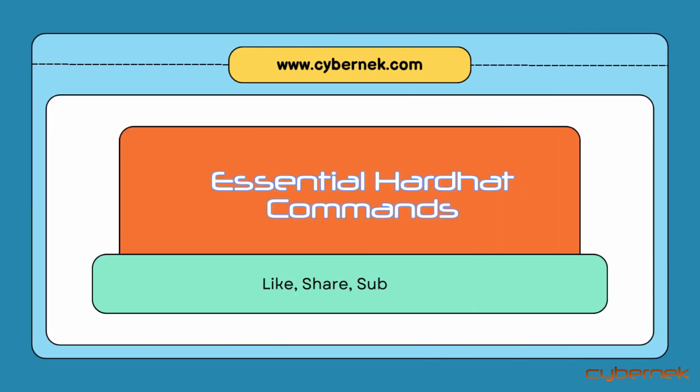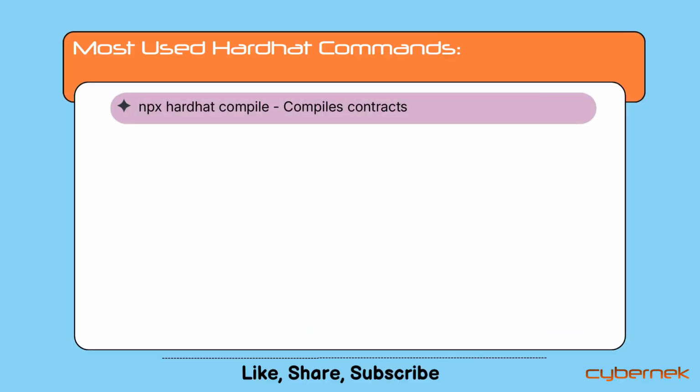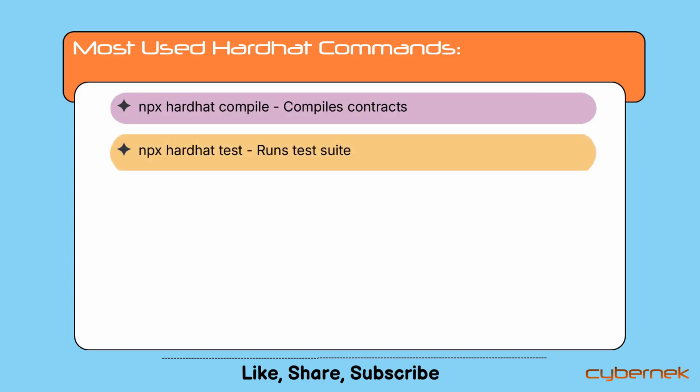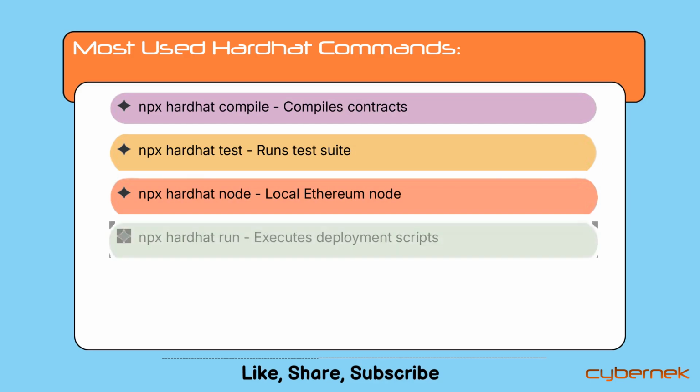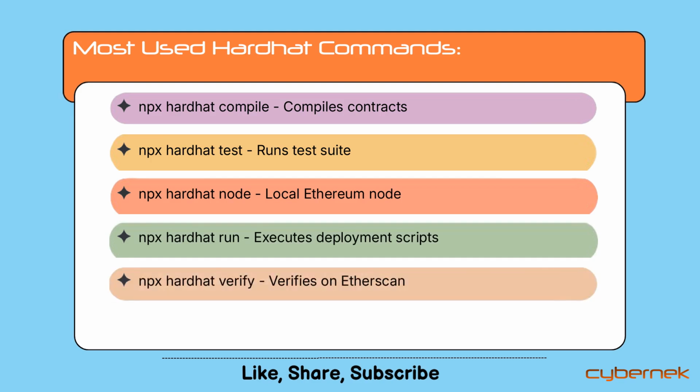Essential Hardhat commands. Most used Hardhat commands. npx hardhat compile compiles your contracts. npx hardhat test runs your test suite. npx hardhat node starts a local Ethereum node. npx hardhat run scripts/deploy.js runs deployment scripts. npx hardhat verify verifies contracts on Etherscan.